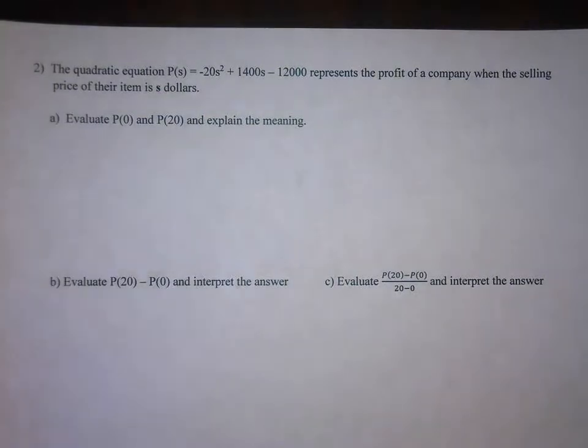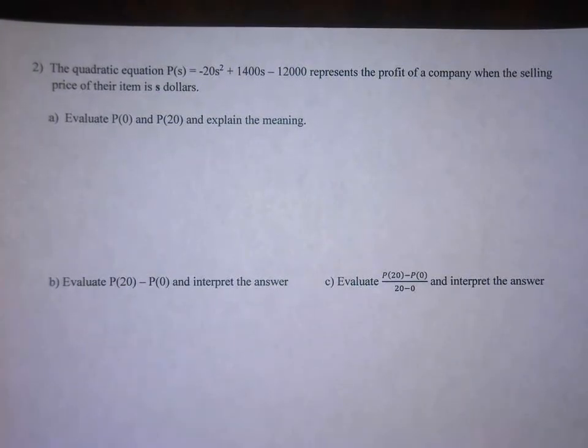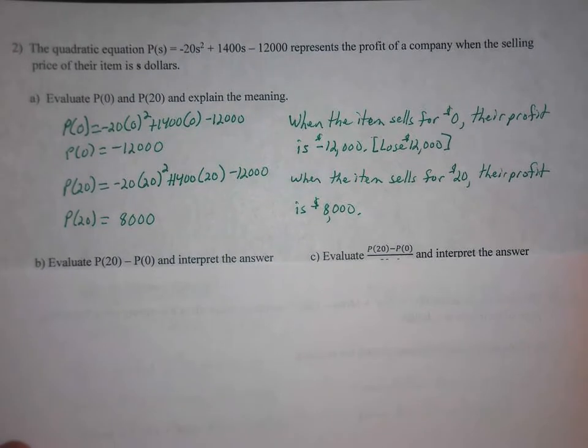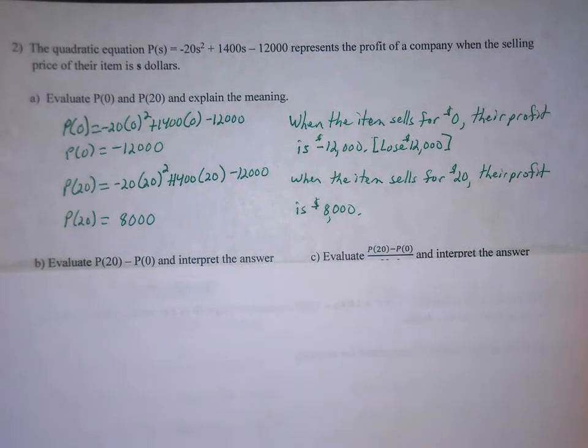The quadratic equation P of S represents the profit of a company when the selling price of their item is S dollars. So this is very similar to the last one. So what I would suggest you do is go through and try it, and then I'll put the answers up. Okay, so pause the video. So there's the first one. That's just evaluating, plugging 0 in and plugging 20 in.